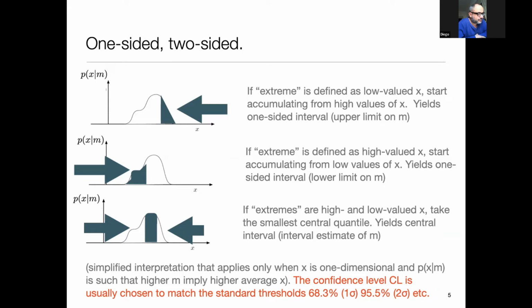And the same thing you can do if you want to quote a lower limit here, on the middle, but you do it starting from the left. If you instead want to quote a central confidence interval, then you start accumulating from both extremes until you have in the center the right amount of probability, which is chosen arbitrarily. It could be 68% if you want a 1 sigma confidence level interval. It can be 95.5% if you want 2 sigma or more.